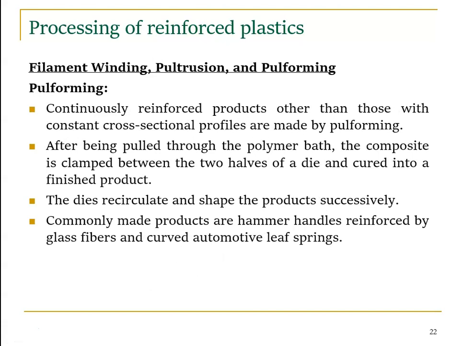So instead of pull extrusion, here we use a forming process with the help of pulling force. Continuously reinforced products other than those with constant cross-sectional profiles are made by pull forming. After being pulled through the polymer bath, the composite is clamped between the two halves of a die and cured into the finished products, right? So the dies recirculate and shape the product successfully. Commonly made products are hammer handles reinforced by glass fibers and curved automotive leaf springs. These are some of the pull forming products.